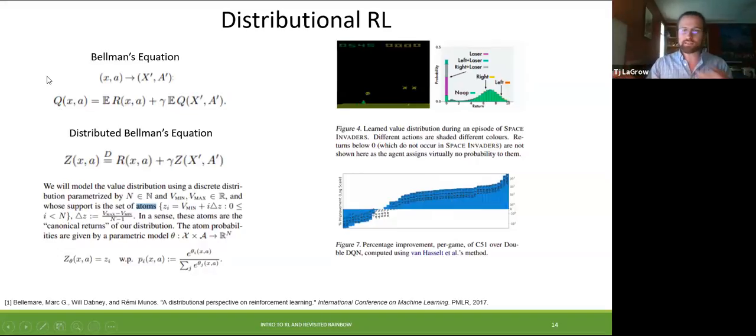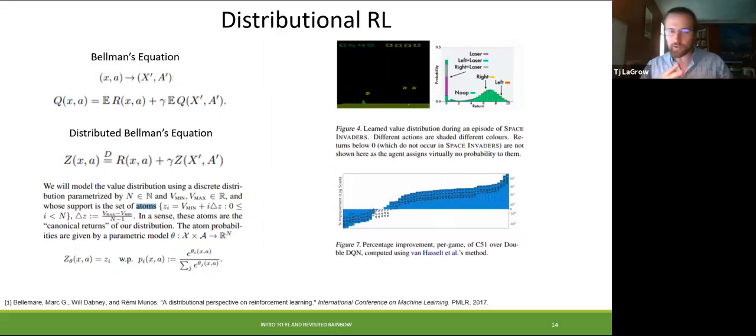Here, what they're trying to do instead is find a distribution Z that is characterized by the interaction of three random variables: the reward, the state-action pair, and its random return. By analogy with the well-known case, they call this quantity the value distribution.